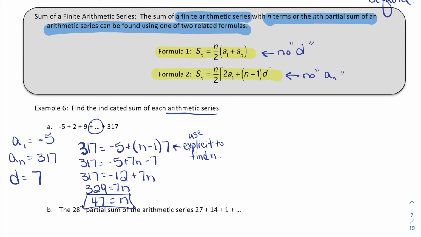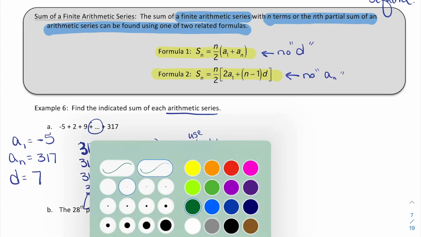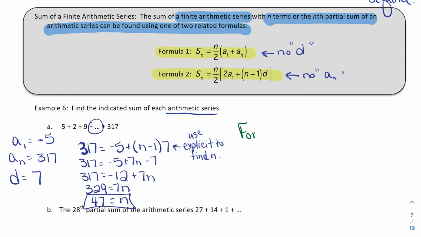And a lot of you are probably thinking, formula one, please. It looks much easier. And I'm with you on that. So let's go to formula one, and we're going to use the values that we have there.